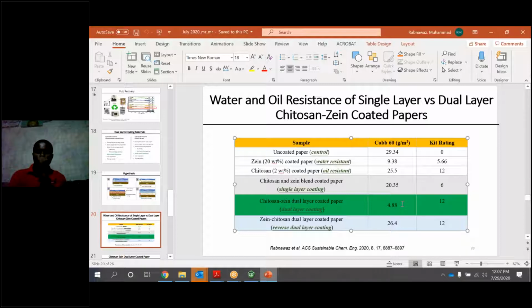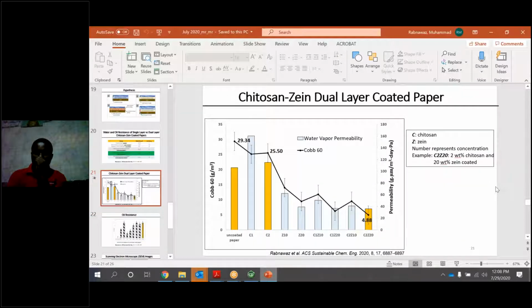That's why it's called Cobb 60. How many grams of water are absorbed in 60 seconds by that paper per meter square. And if you look into this logic, the way I explained earlier, we were expecting that the dual layer, where the zein is on top and chitosan is the first layer, will really help. And we were very pleased to see that, right?